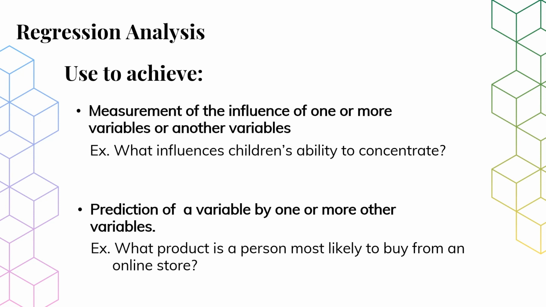And the second one is prediction of a variable by one or more other variables. Say for example, what product is a person most likely to buy from an online store? So say for example, you are a store owner, you might be interested in which product a person is most likely to buy, so you want to suggest this product to the visitor in order to increase the sales of the online store.